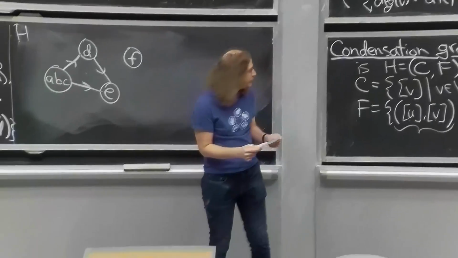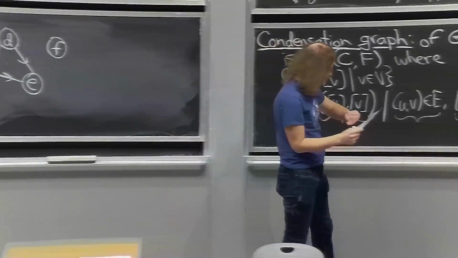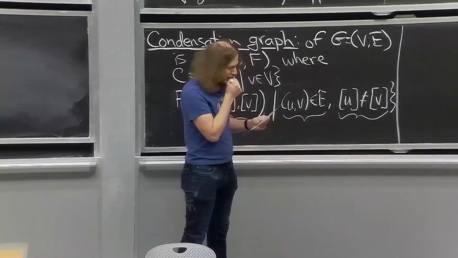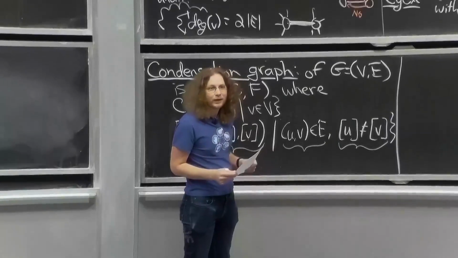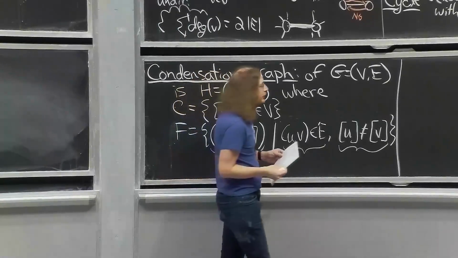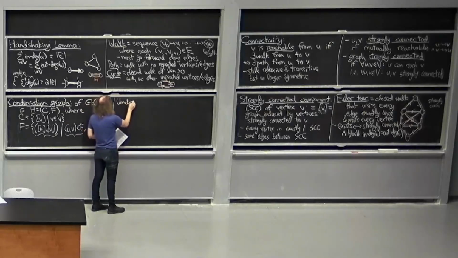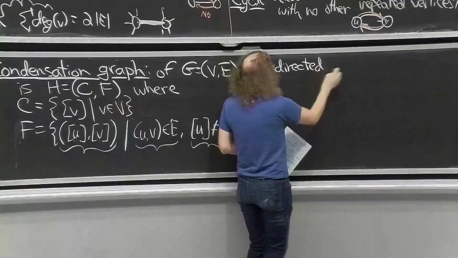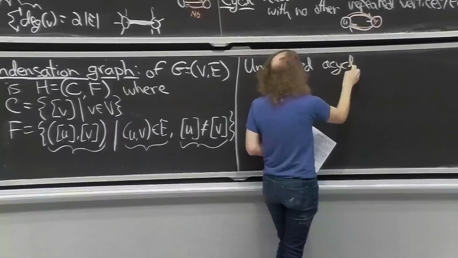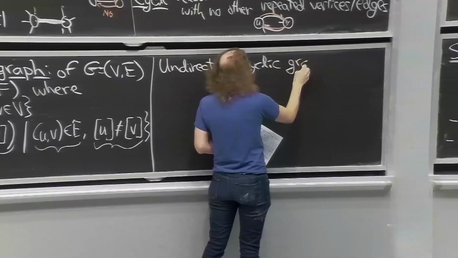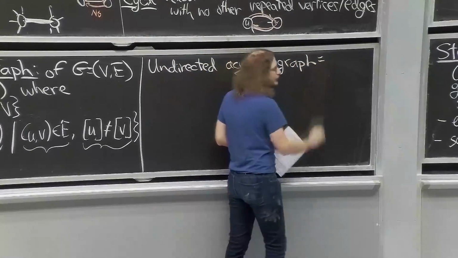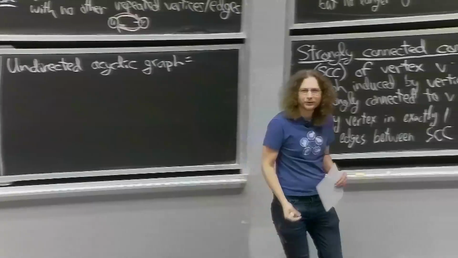Next topic, and actually the last topic, which we'll spend a bunch of time on, is much more interesting than last time: acyclic graphs. So what would you call an undirected acyclic graph? Anyone remember? I forget if we mentioned it.